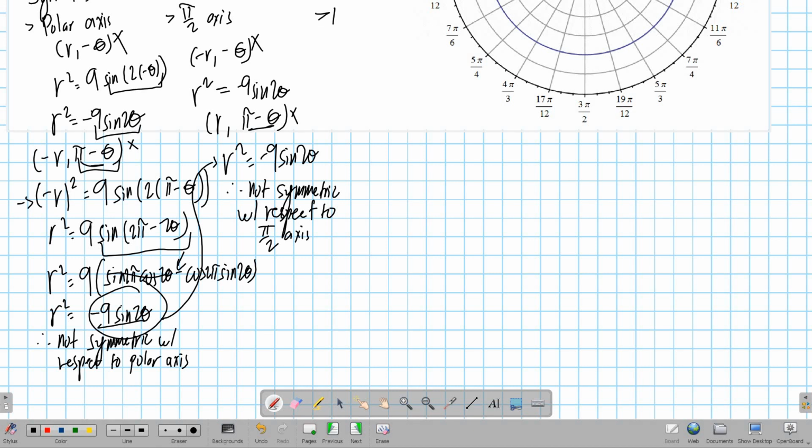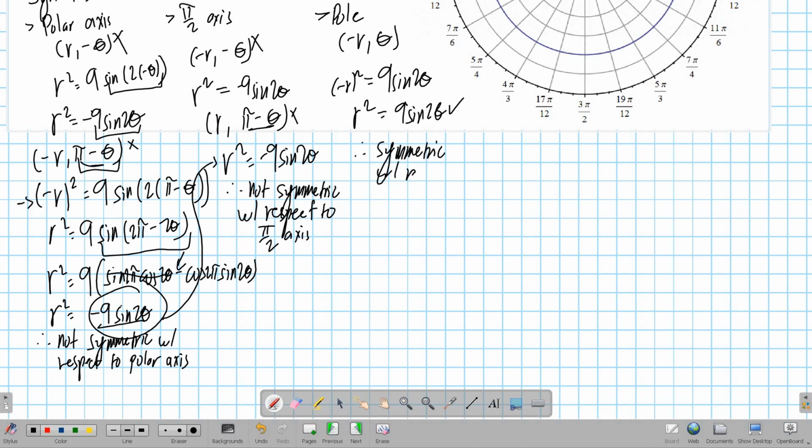Let's check if it's symmetric with respect to the pole. So that's negative r, theta. Nothing changes on the right side. That's 9 sine 2 theta. Then negative r squared, which is positive. That is positive. And it works. So therefore, it's only symmetric with respect to the pole.